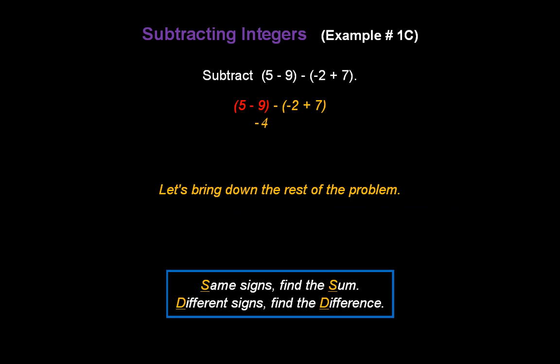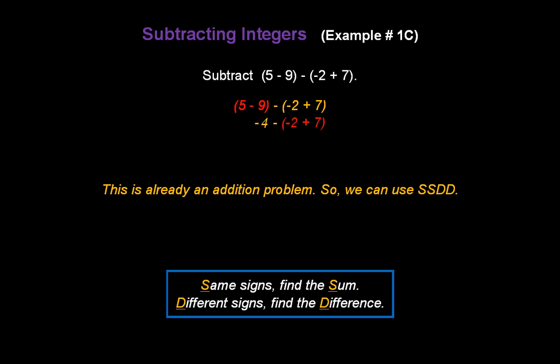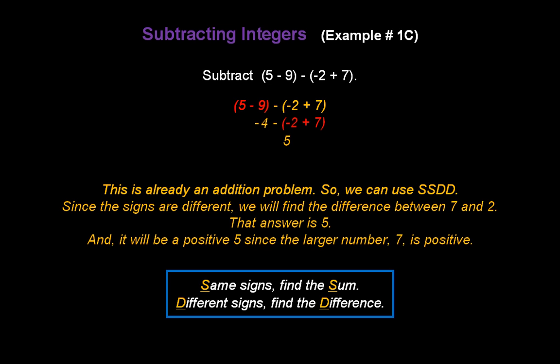Now let's bring down the rest of our problem, the minus negative 2 plus 7 in parentheses. And we can work with the other set of parentheses now, the negative 2 plus 7. This is already an addition problem, so we can use SSDD directly. Since the signs are different, we'll find the difference between 7 and 2. That answer is 5, so write that down. And it will be a positive 5, since the larger number, 7, is positive as well. So negative 2 plus 7 can be replaced with the number 5.